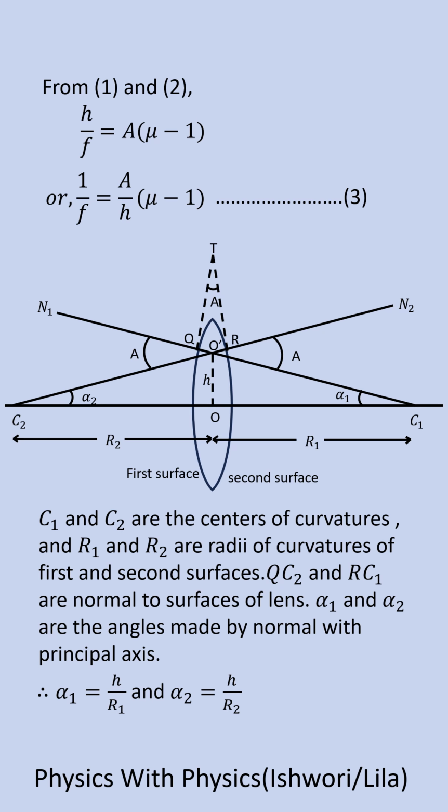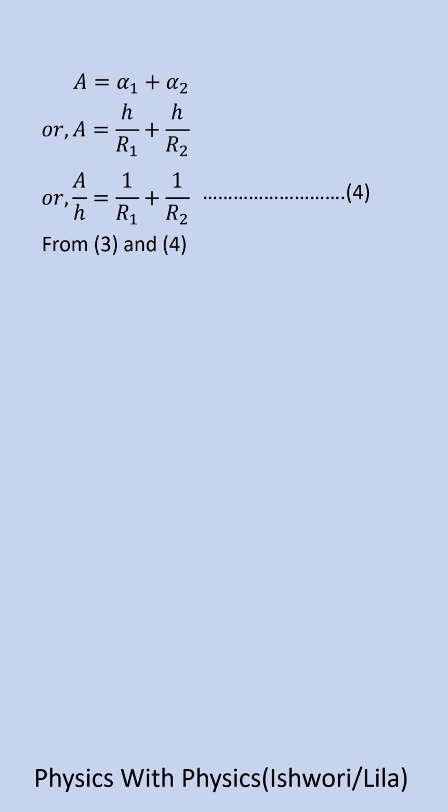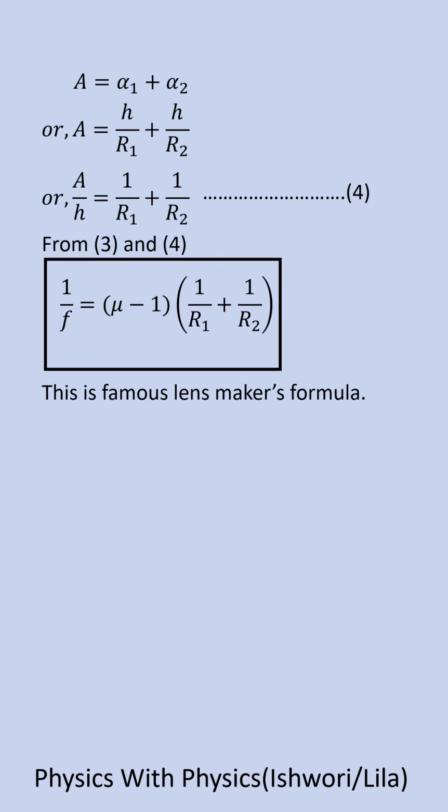Now alpha 1 equals h by R1 and alpha 2 equals h by R2, because tan alpha 1 equals h by R1, and since the angles are small, tan alpha 1 is nearly equal to alpha 1. A equals alpha 1 plus alpha 2 from geometry. A equals h by R1 plus h by R2. A by h equals 1 by R1 plus 1 by R2. From 3 and 4, we substitute the value for A by h, and we get 1 by f equals (mu minus 1) times (1 by R1 plus 1 by R2), which is the lens maker's formula.